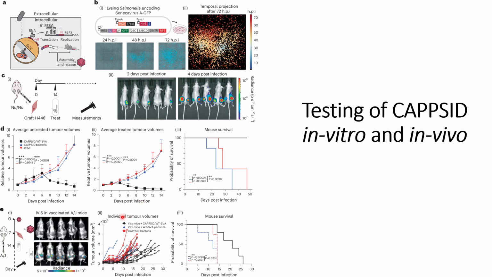But this capsid bacteria is just for control, it's not an actual treatment, but these wild type SVA particles can be considered as a treatment, but its efficiency is also low and it's not able to delay the tumor growth in the mice which have a completely immunocompetent system. So that's all for this video.